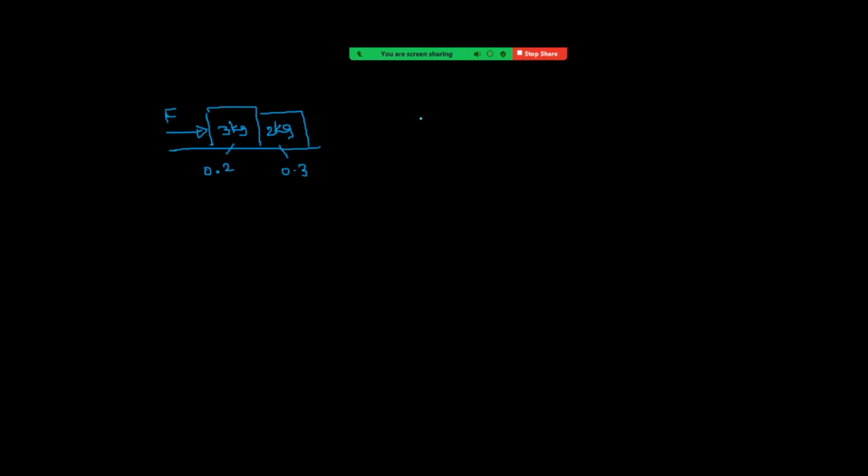Now the question is, if F equals 10 Newton, calculate the frictional force at each contact, meaning by the ground on the 3 kg block, by the ground on the 2 kg block, and next, the force by the 3 kg block on the 2 kg block. Next, F equals 15. So for these two forces, we have to calculate the frictional force, right? Let us see how to start.